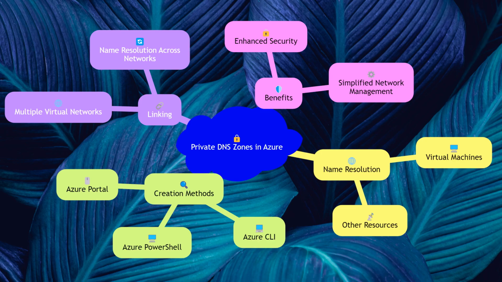Private DNS zones in Azure allow for name resolution within a virtual network without exposing DNS records to the internet. This is particularly useful for scenarios where you need to resolve names for virtual machines and other resources within a private network. To create a private DNS zone, you can use the Azure portal, Azure CLI, or Azure PowerShell. Once created, you can link the private DNS zone to one or more virtual networks, enabling name resolution across those networks. This setup enhances security and simplifies network management.